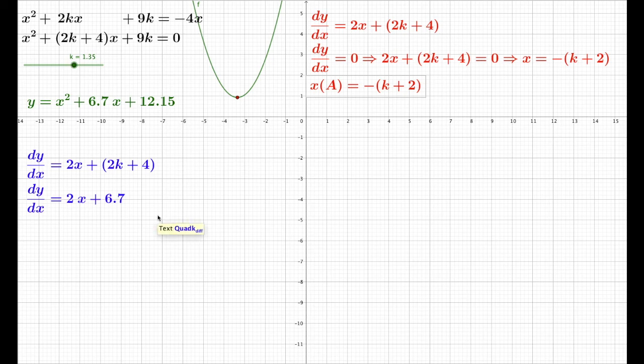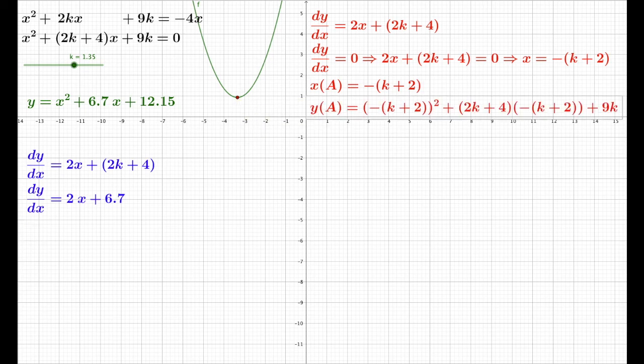Now we need to work out the y value, because that's the one we need to test to see if it's above or below the x-axis. So if we put this value for x into the original equation, that's x squared, so minus k plus 2 squared, then 2k plus 4 times x, so 2k plus 4 times minus k plus 2, and then add our 9k on. You can have a go at the algebra if you fancy, but if you tidy that up, you end up with minus k minus 1, k minus 4.